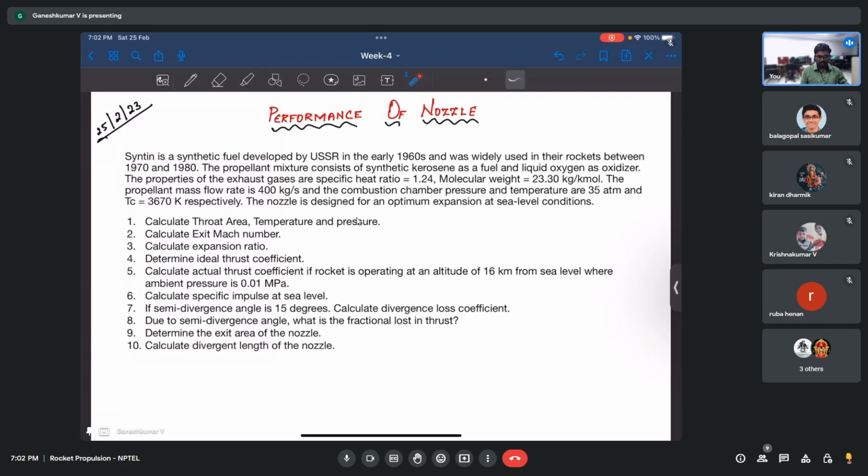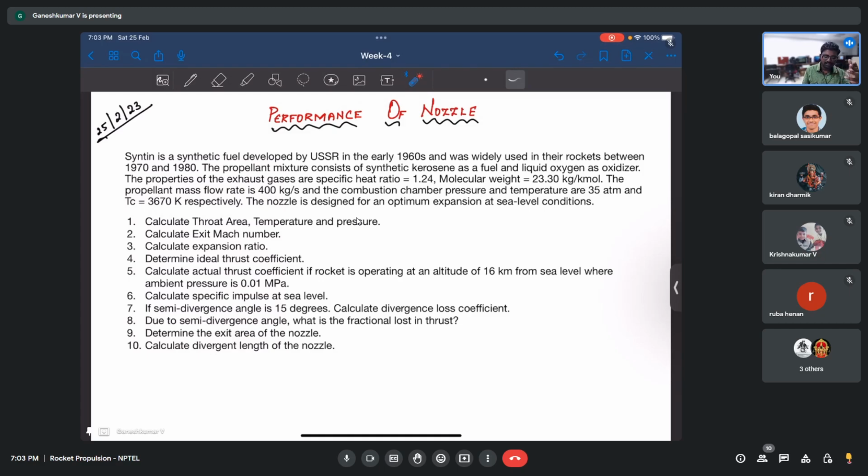Okay. So again, today, if you remember, last week we were actually trying to find area ratios, the expansion ratio of the nozzle. So for a given thrust, how do I design the nozzle? That was the first question we were thinking. Similarly, today we will also do some performance analysis on the nozzle.